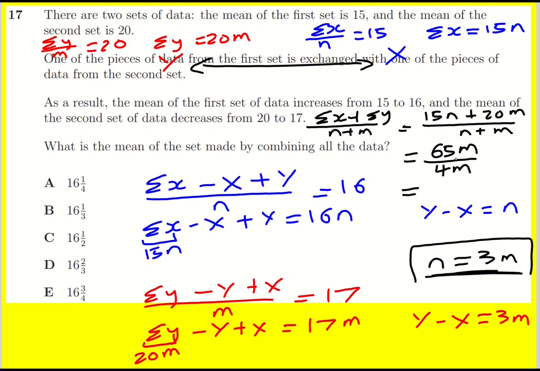And that is going to be, well, 64 over 4 is 16, so it's going to become 16 and a quarter, yeah, which is how they've left it. So that is our answer. Well done.